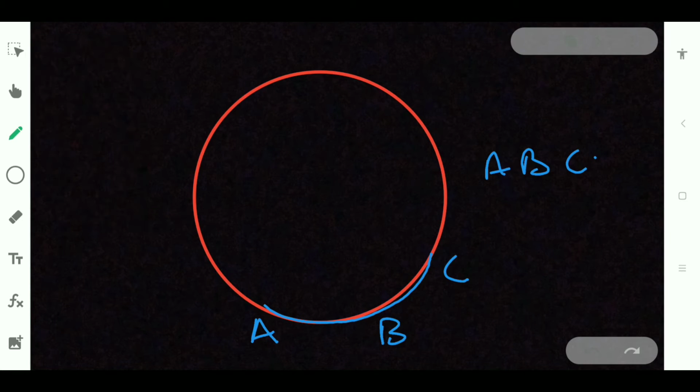ABC is an arc and APC is also an arc. ABC is also an arc and APC is also an arc, but the one which is bigger is called the major arc and the one which is smaller is called the minor arc. So I hope you are clear with what the terms mean.